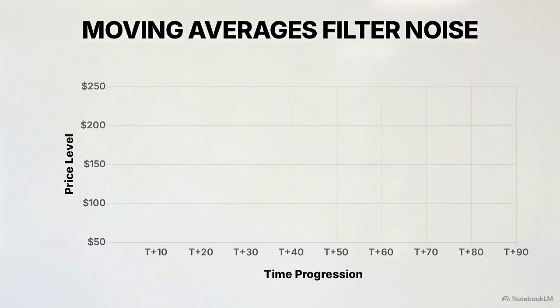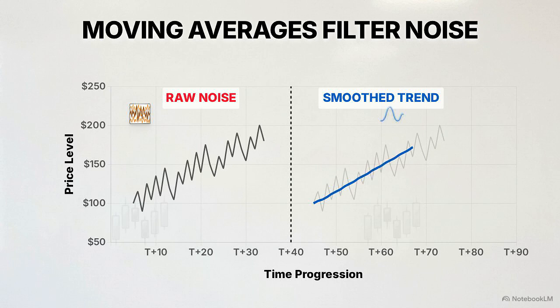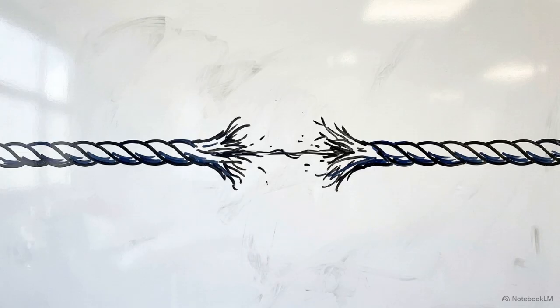Look at this comparison. On the left, we have raw, erratic price action, pure market noise. But on the right, applying a moving average smooths out those same jagged spikes into a single continuous path. That single line acts as your compass. It shows you exactly where the asset's price has been, giving you a much clearer baseline to project where it might be heading next. But every trader faces the exact same tug-of-war.